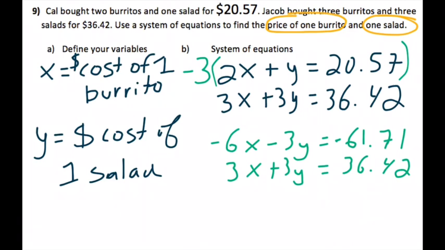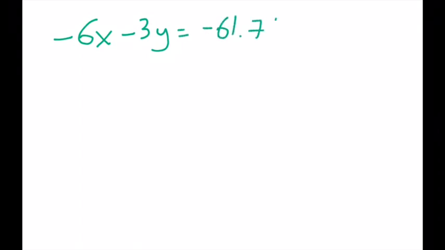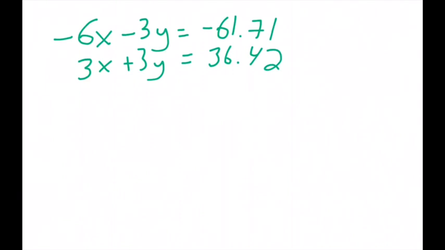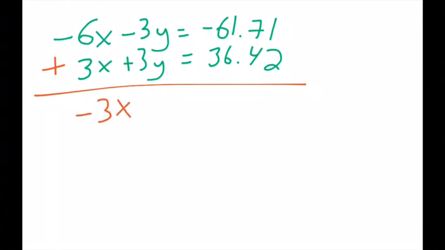Okay, I'm going to run out of room here, so I'm going to go to the next slide and write that again. So I have negative 6x minus 3y equals negative 61.71. Then I have 3x plus 3y equals 36.42. And you can use whatever variable you want here, as long as you define it. Okay, we have negative 6x plus 3x, which is a negative 3x. Negative 3y plus 3y is 0, equals negative 61.71 plus 36.42, which is a negative 25.29.